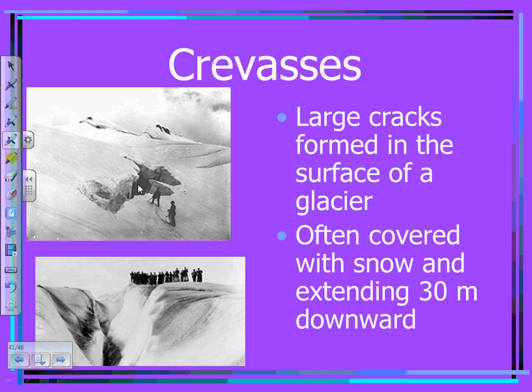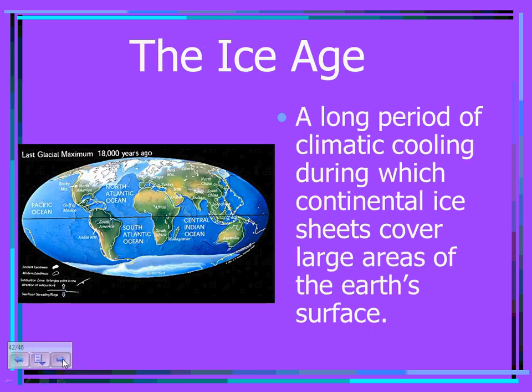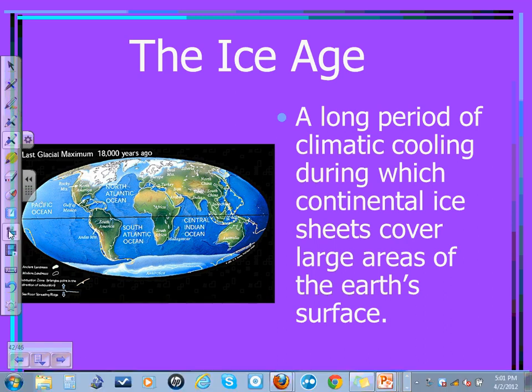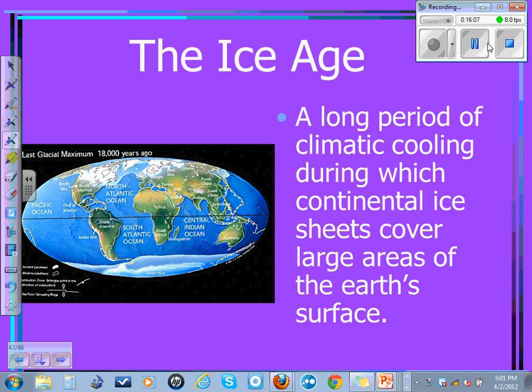Crevasse again, that large crack formed on the surface of a glacier. A lot of times they're covered with snow and can extend as much as 30 meters down. And this concludes the lecture notes for section 3 of chapter 15.